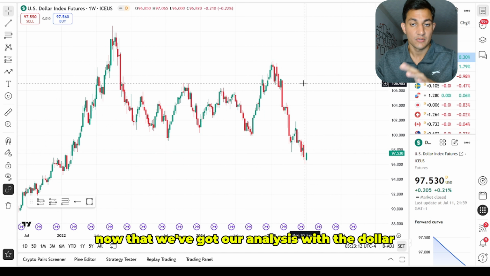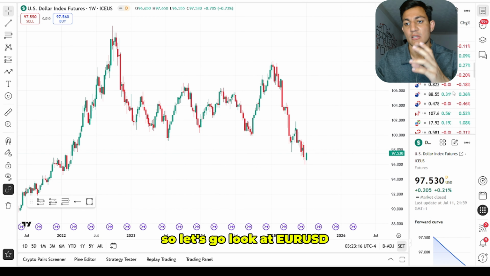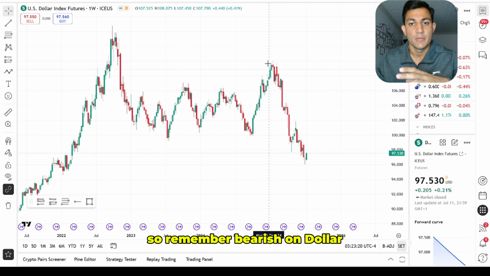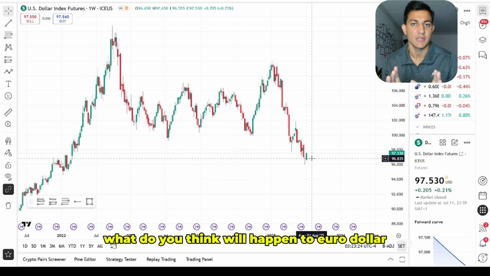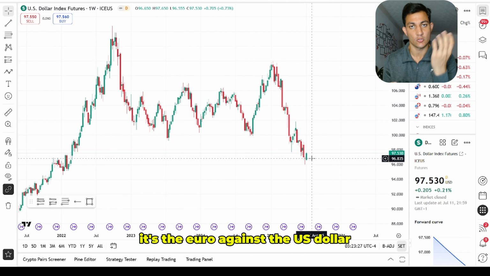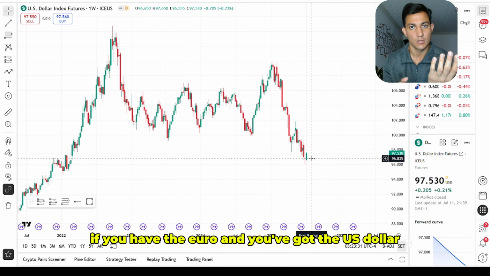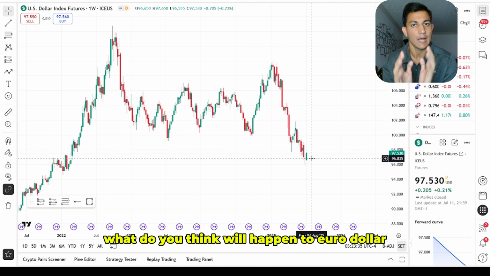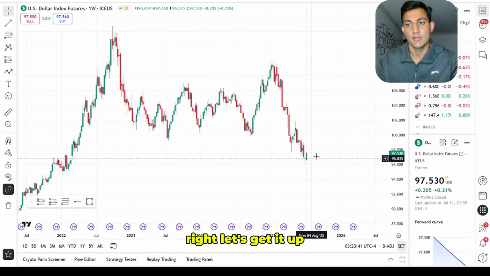Now that we've got our analysis with the dollar, let's move on to other markets. So let's go look at euro dollar. Let's just get the chart right away. So remember, bearish on dollar. What do you think will happen to euro dollar? It's the euro against the US dollar. If you have the euro and the US dollar is dropping, what do you think will happen to euro dollar? Will it go up? Will it consolidate? Or will it go down? Let's get it up.